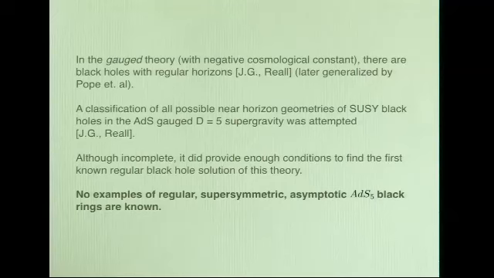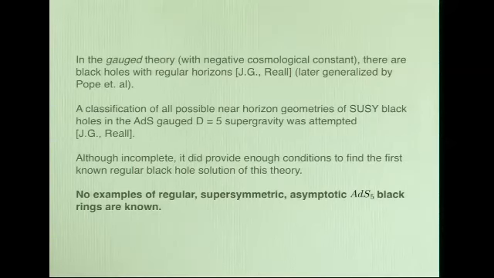In the gauged theory, with a negative cosmological constant, we now know that there are black holes with regular horizons. These were constructed by Harvey Reall and myself, and later generalized by Pope and others. These are supersymmetric solutions which are asymptotically AdS5 instead of flat. Now, one can try to play the same game as in the ungauged theory and classify the lot using techniques which I described in the previous transparency. And indeed we tried this.